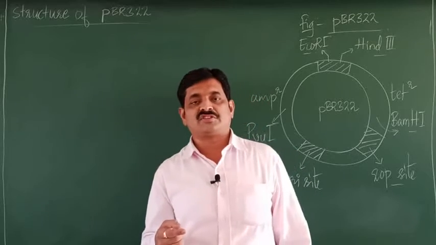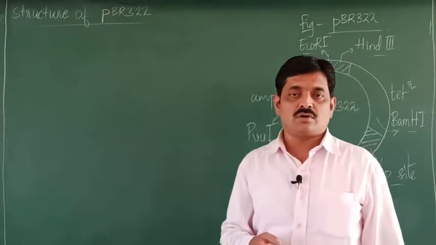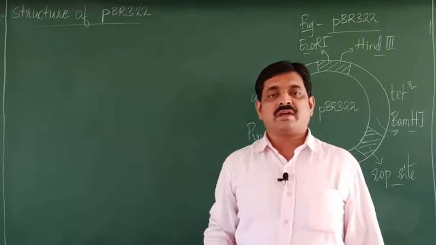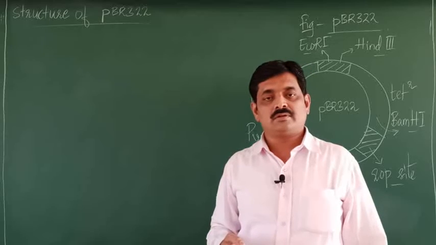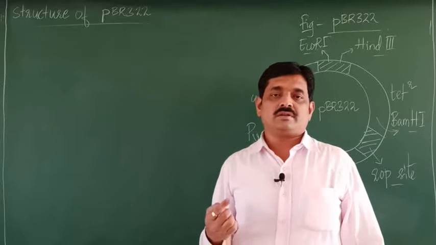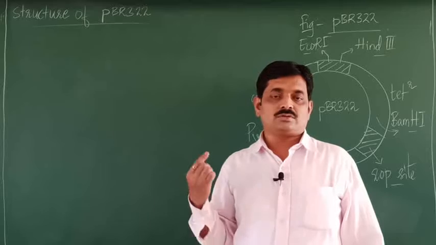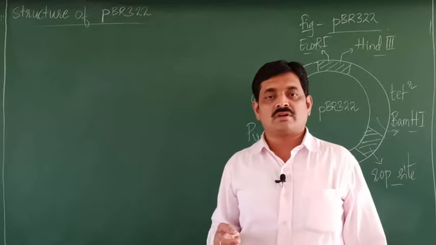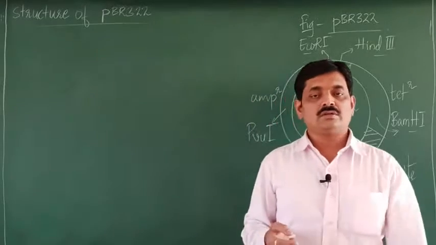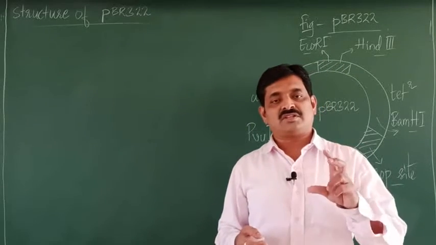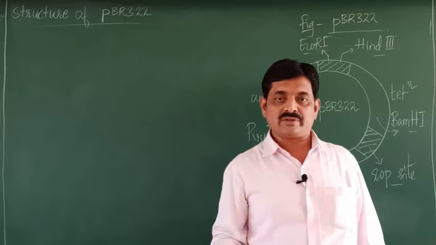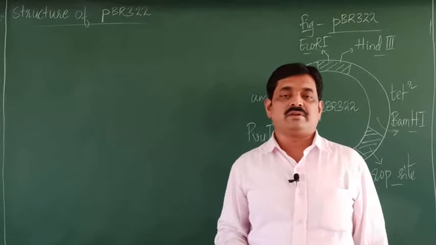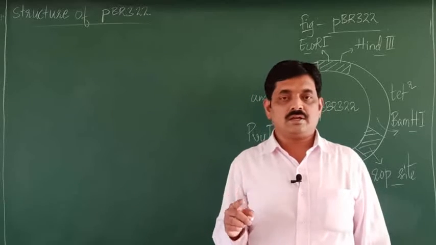So here the next part is the structure of pBR322. As you know, pBR322 is a plasmid that was isolated from E. coli. This plasmid was discovered by Bolivar and Rodriguez, and the strain of the source bacterium is 322, right? The strain is 322. That's why this plasmid is called pBR322.